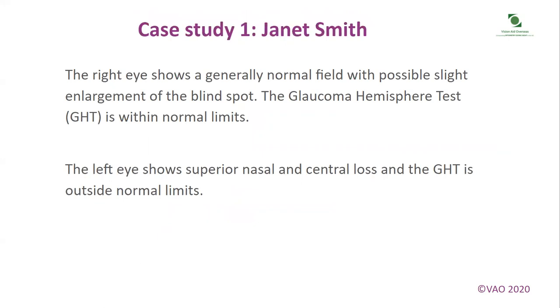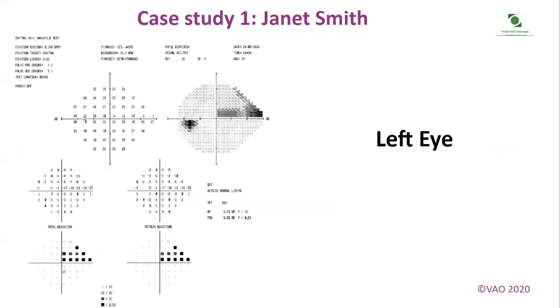The right eye shows a generally normal field, with possible slight enlargement of the blind spot. The glaucoma hemifield test is within normal limits. The left eye shows superior nasal and central loss, and the GHT is outside normal limits. We can go back and look at that. Here is her left eye.